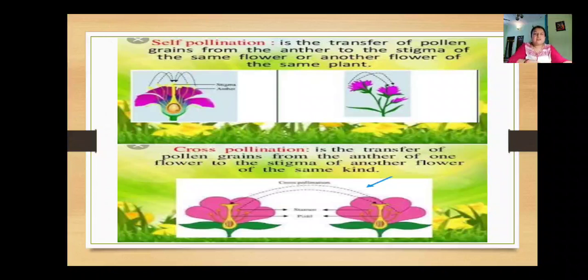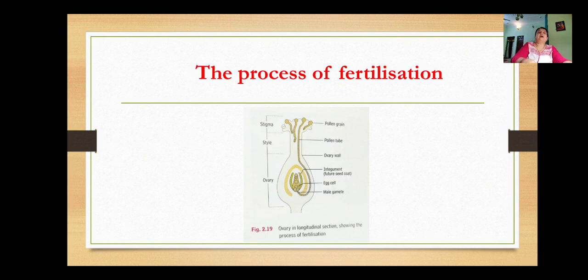Now you can see the figure displayed here, you can see the self-pollination as well as the cross-pollination. Now in the first figure it shows the self-pollination, where we can see the transfer of the pollen grains from the anther to the stigma of the same flower or another flower of the same plant, okay. And in the next figure we can see two different flowers, and the transfer is taking place from one flower to the stigma of another flower of the same species.